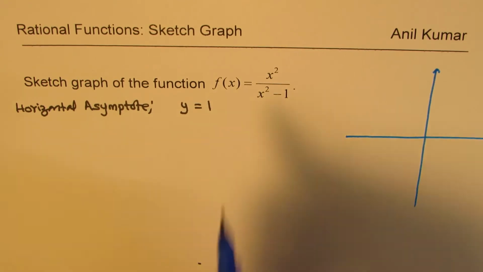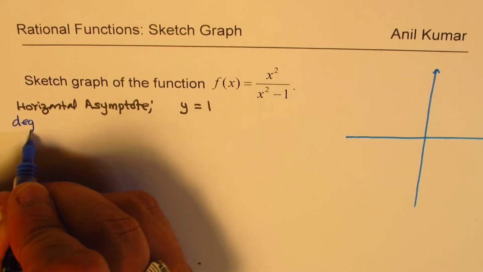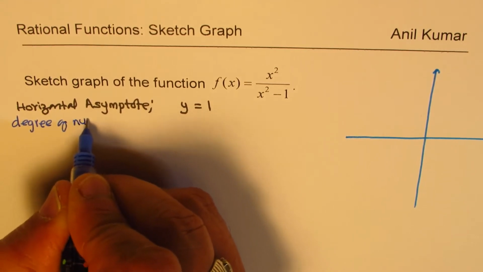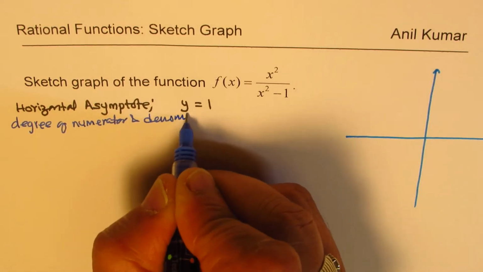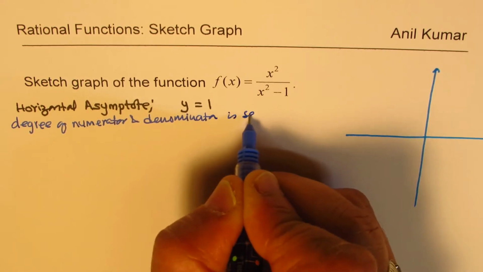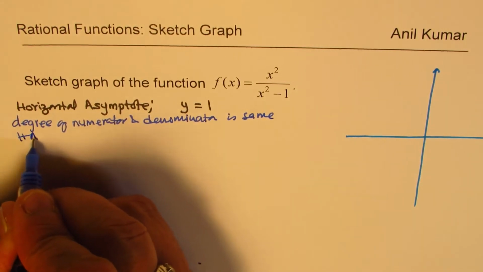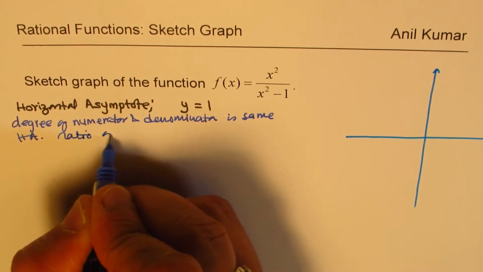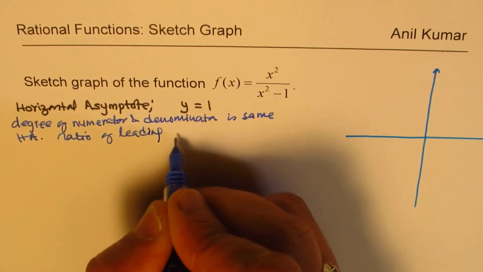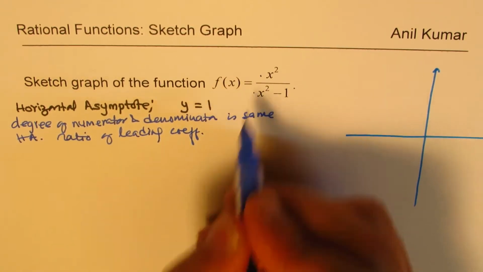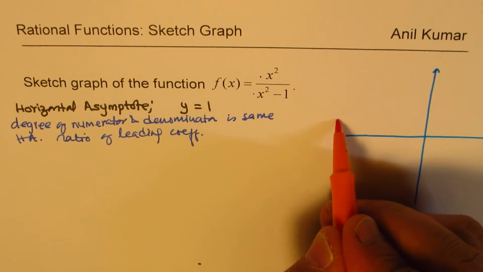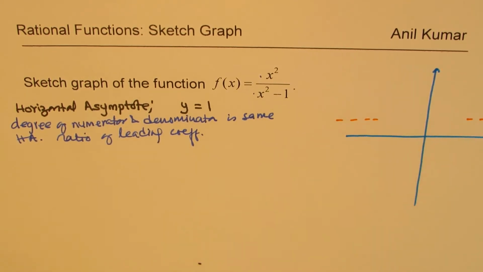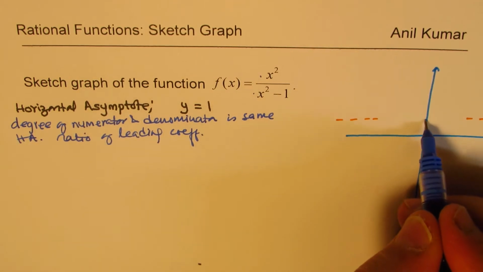The key is when the degree of the numerator and denominator is the same. In that case, we have a horizontal asymptote, which is the ratio of leading coefficients. Correct? So 1 and 1, so we get y equals 1 as our horizontal asymptote, correct? So at 1, I'm drawing this line here. That is our horizontal asymptote. We'll write this point here as 1.